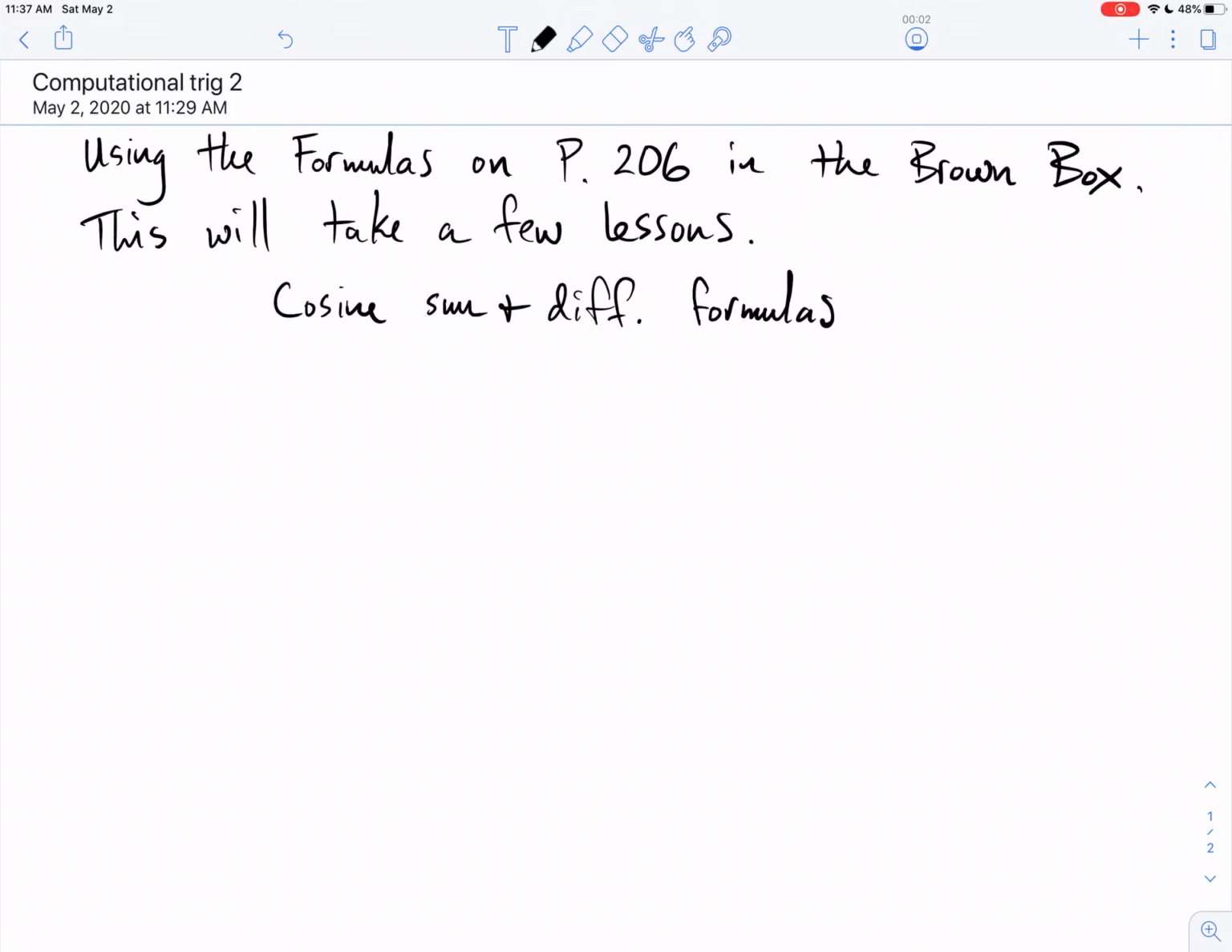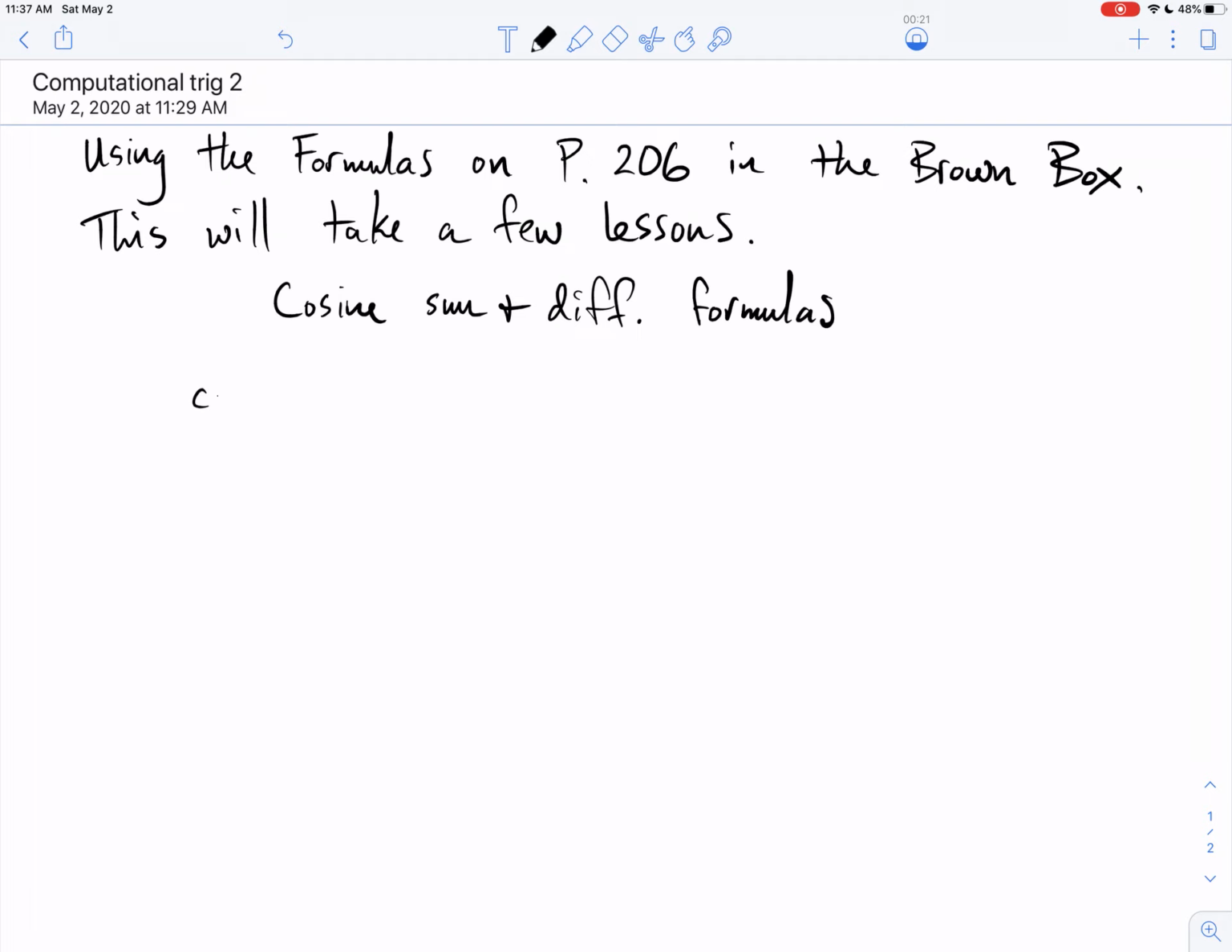Okay, guys. Here it says, using the formulas on page 206 in the brown box. This will take a few lessons. You better believe it. So what we're looking at in the brown box on page 206 is the cosine sum and difference formulas. Here's the deal with this.